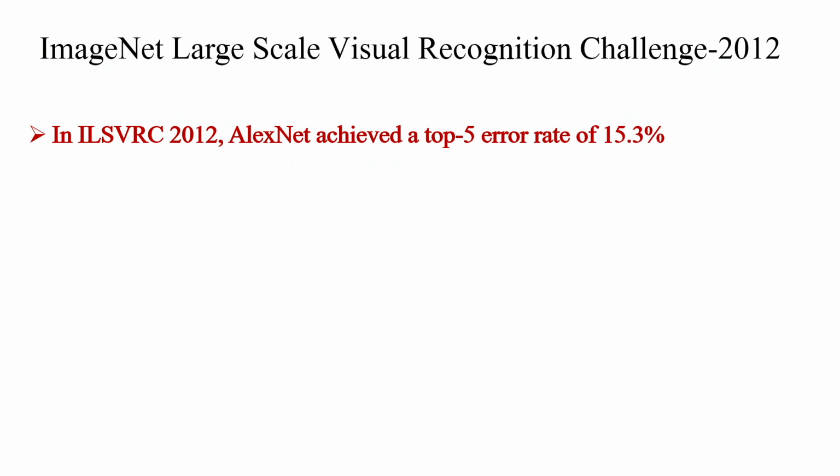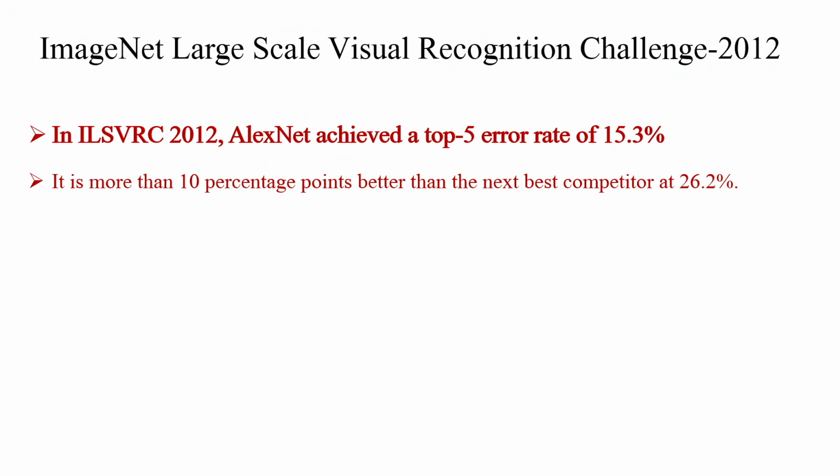That means only in 15.3% of the cases, your top 5 guesses about what the input object is turned out to be incorrect, whereas in almost 85% of the cases, it predicted the correct object. This is more than 10 percentage points better than the next best competitor at 26.2%. So, it was a quantum leap.